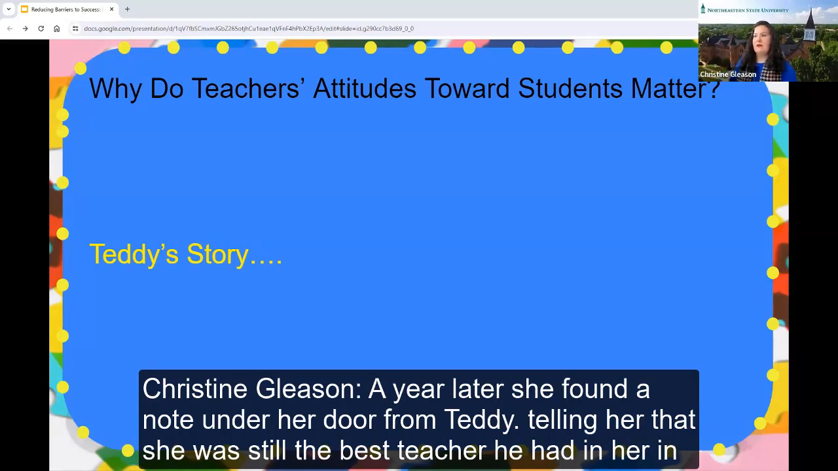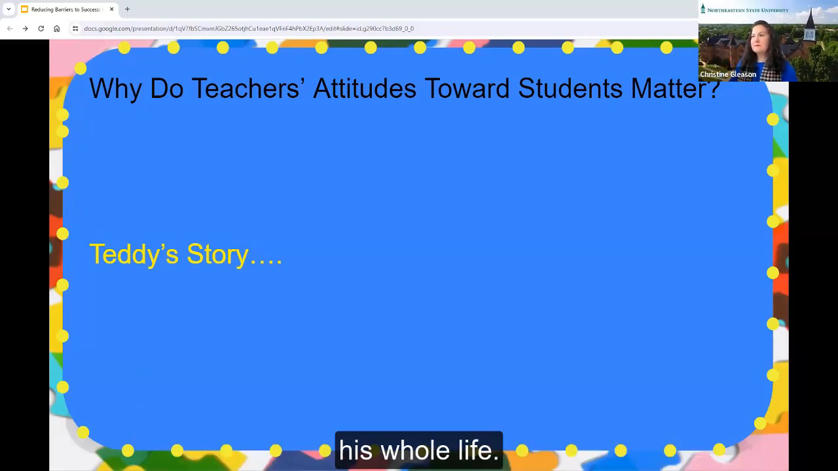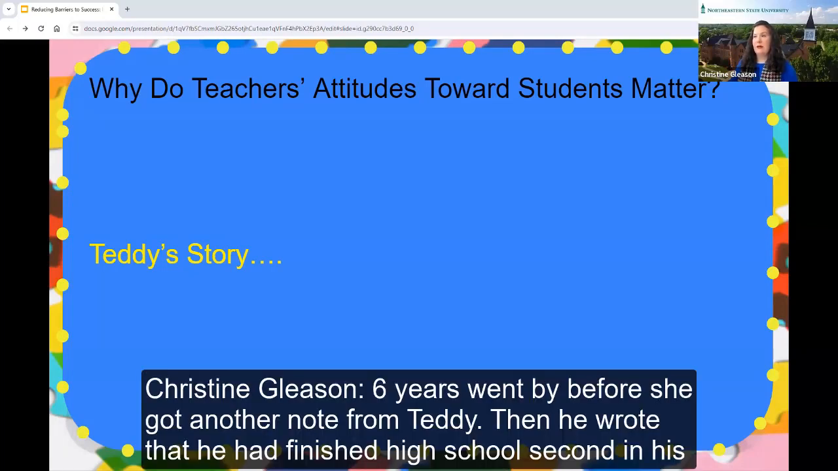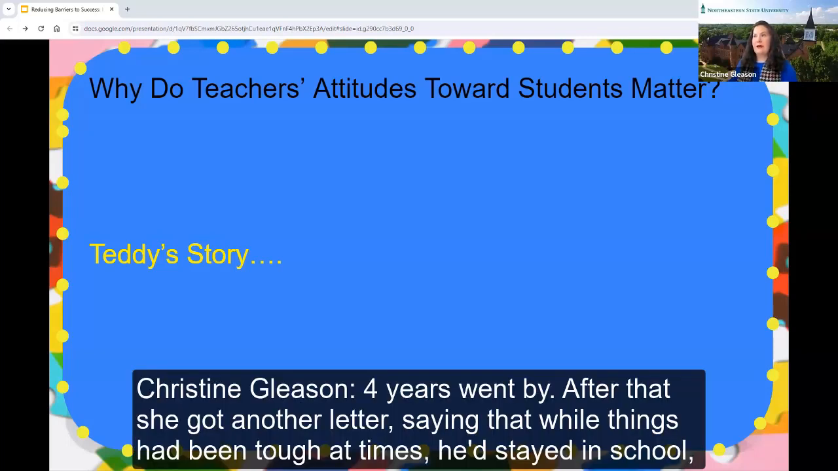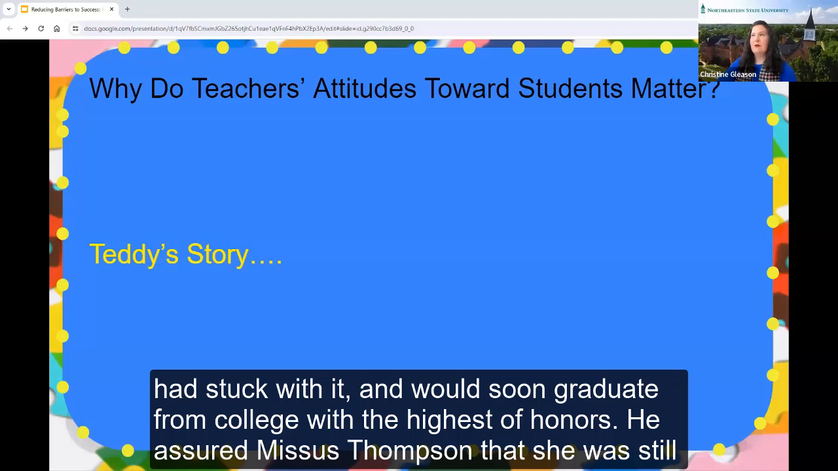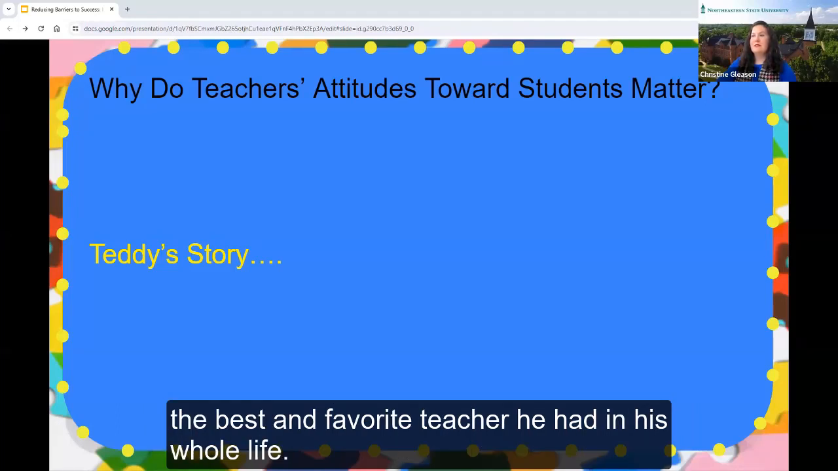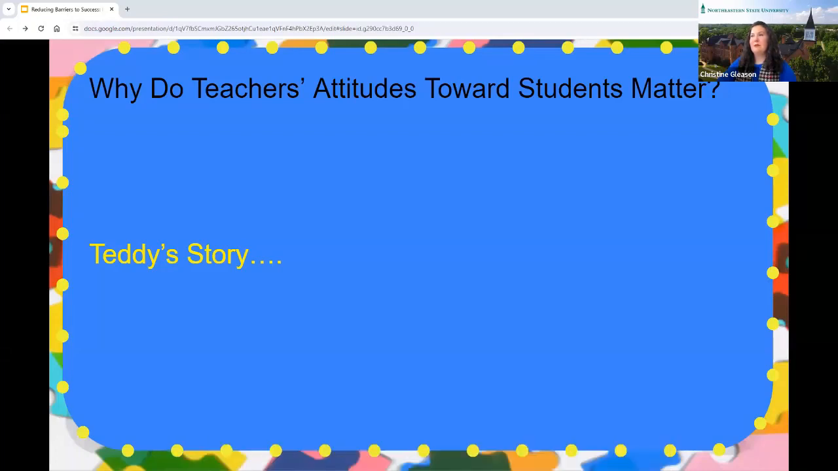A year later, she found a note under her door from Teddy, telling her that she was still the best teacher he had in his whole life. Six years went by before she got another note from Teddy. Then he wrote that he had finished high school, second in his class, and that she was still the best teacher he had in his whole life. Four years went by after that. She got another letter saying that while things had been tough at times, he'd stayed in school, had stuck with it, and would soon graduate from college with the highest of honors. He assured Mrs. Thompson that she was still the best and favorite teacher he had in his whole life.